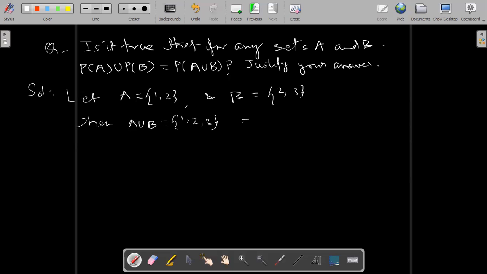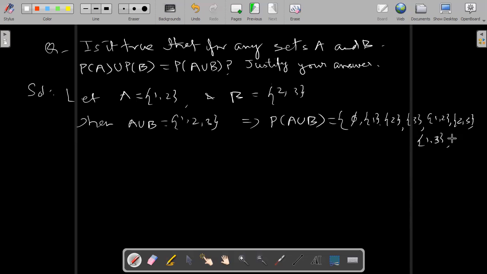Okay. Then you can find the power set of A union B, no problem. What will be the power set of A union B? Null set, 1, 2, 3, then 1, 2, 2, 3, 1, 3, and 1, 2, 3. This is the power set of A union B.